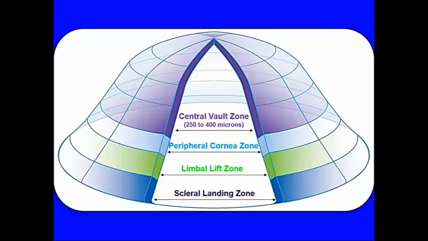The Ampleye design has 3 or 4 different zones: a central vault zone designed to clear the central cornea by 250 to 400 microns, and a peripheral corneal zone. This is an important area that is adjustable within this lens. We'll show you how important that zone is in just a few minutes.